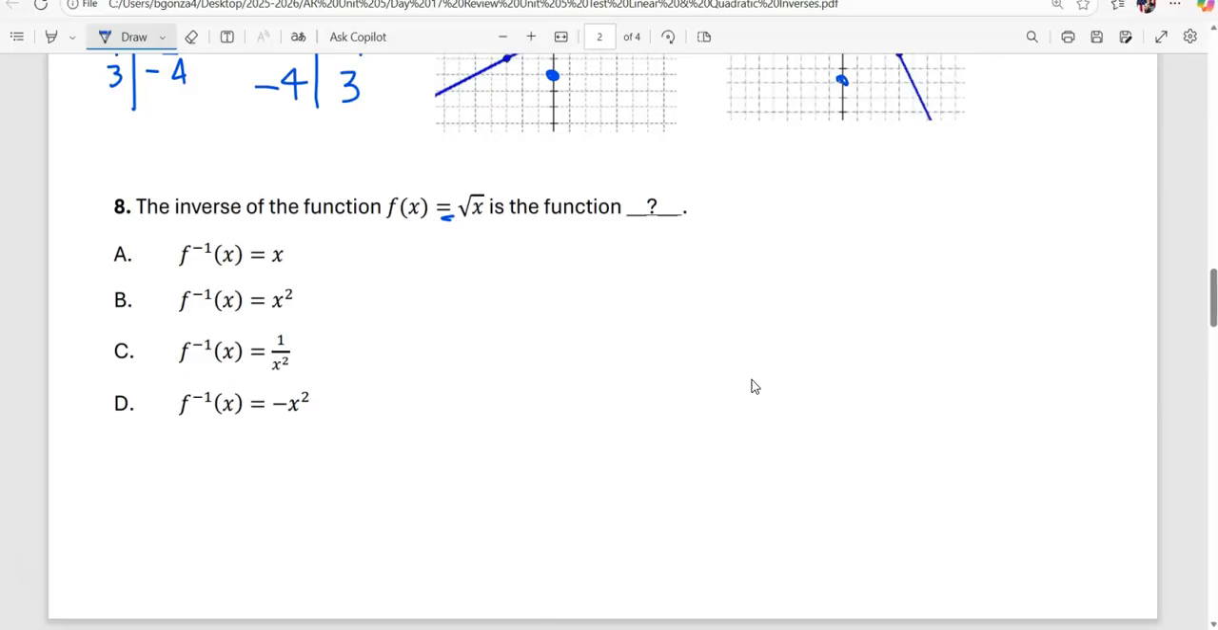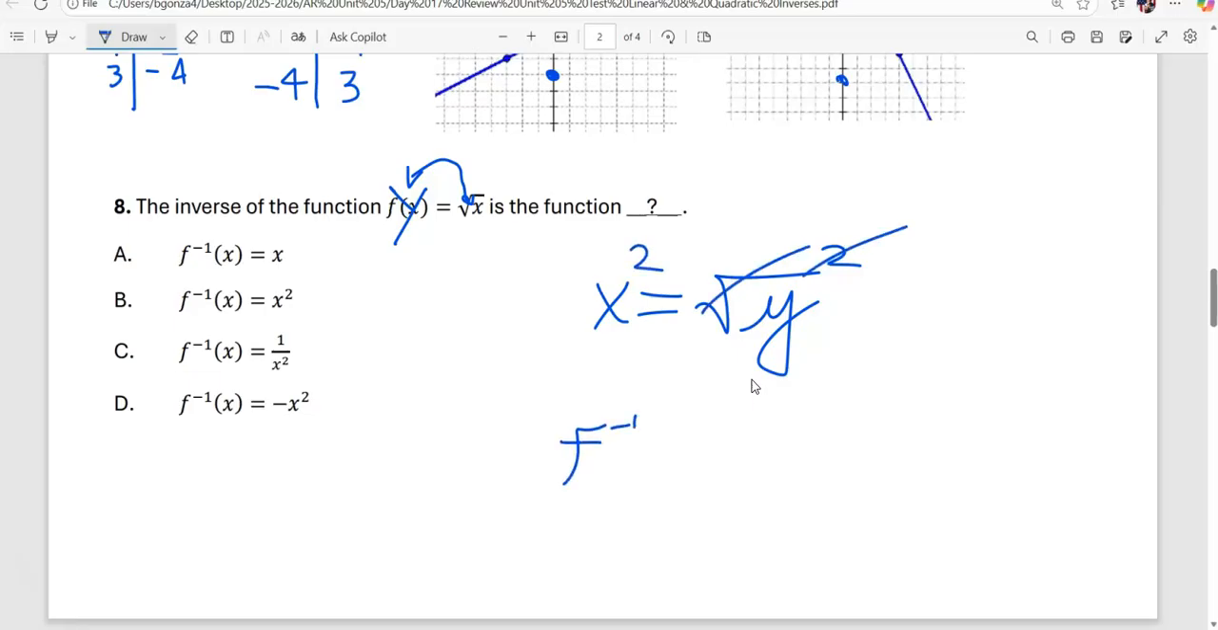What's the inverse of this function? Okay, well, again, this is y, and then you switch x and y, so x equals the square root of y. Now, what's the opposite of a square root? Squared. And you square both sides. So the inverse is x squared, which is letter B. Square and square root are opposites. They cancel each other out. So the opposite of that square root is a square.